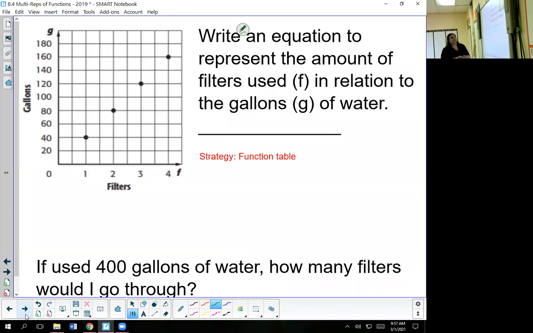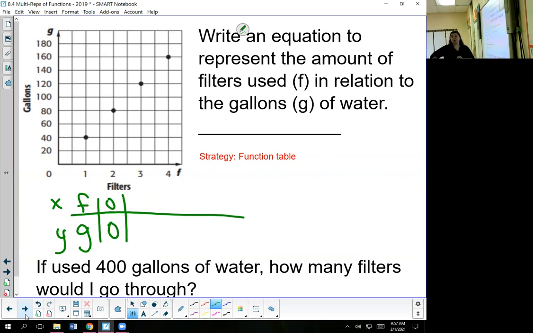Okay, let's look at this one, just another one here. Again, I have different variables for x and y axis. So again, another strategy is to do a function table. So my x is my f, and my g is my y. So if you want to do x and y and kind of have that on the side, then you should be good to go. So let's see the relationship. So we're at 0, 0. So it is proportional. It starts at 0, 0, goes through the origin. I have 1, then 40, then 2, then 80, and then 3, then 120.